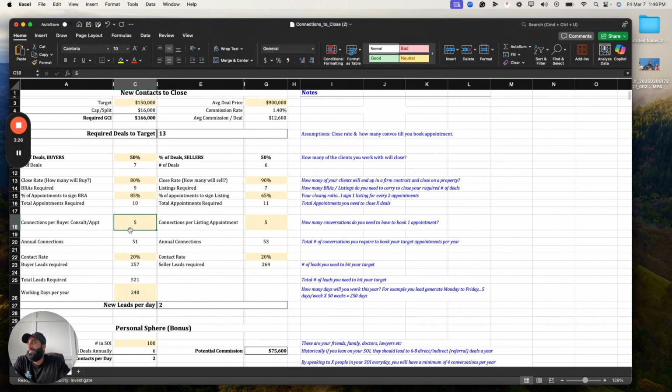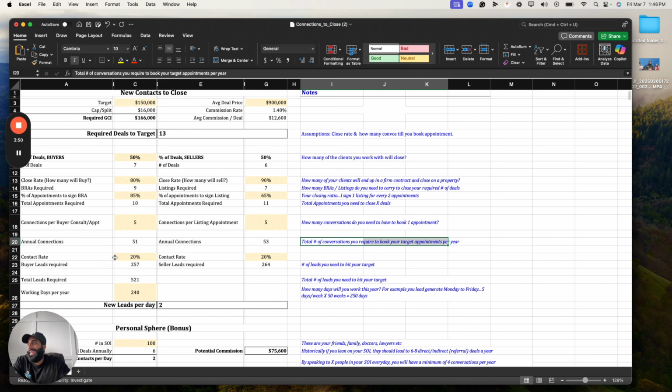So every 5 buyers, qualified buyers that you speak to will actually land in that appointment. Again, here with sellers as well, very similar percentages to book one appointment. And then in order to book those appointments, you need 53 annual connections. So this is the total number of conversations required for you to book that.